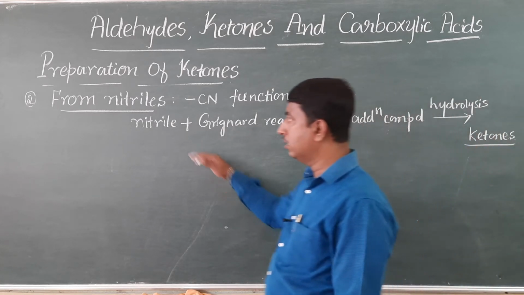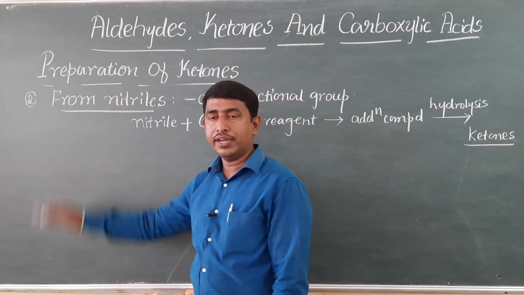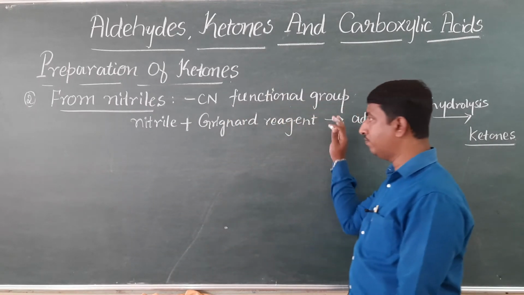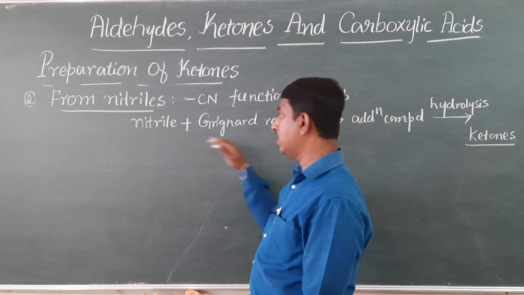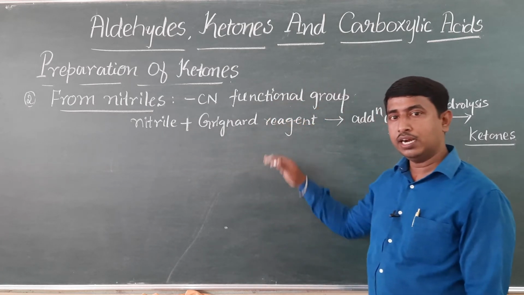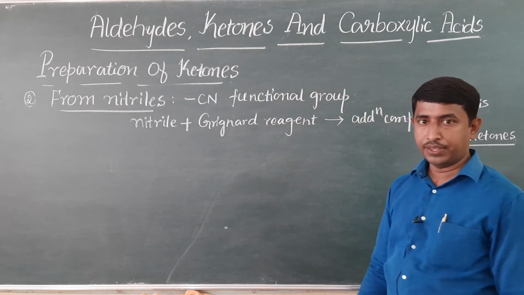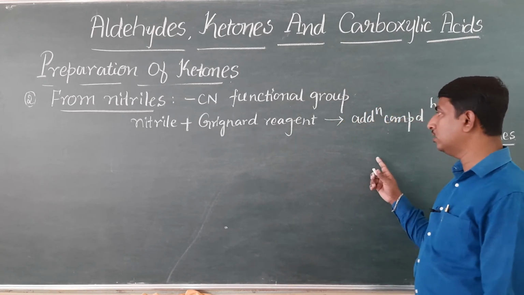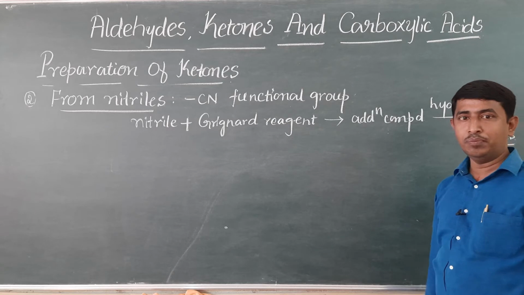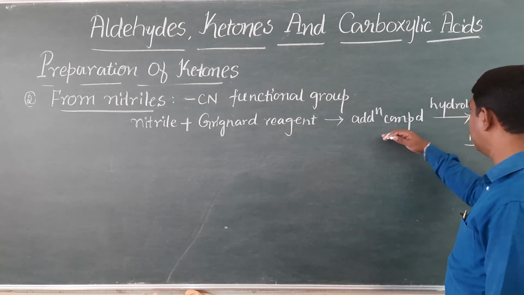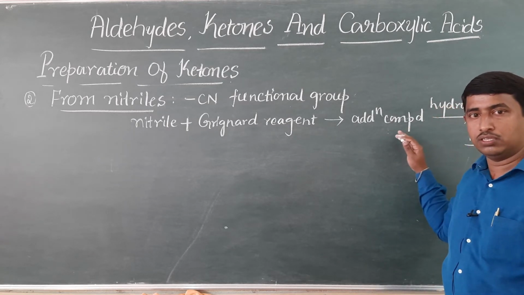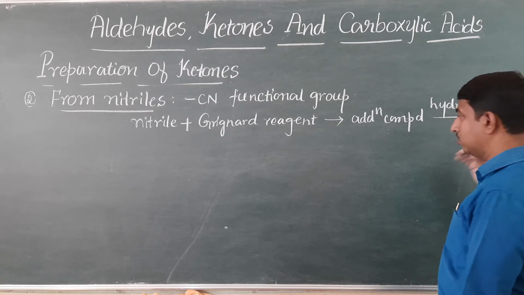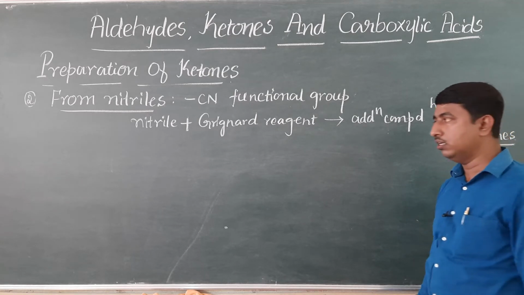Let us repeat it. Nitriles are organic compounds containing the CN functional group. Nitriles are made to react with Grignard reagent, that is RMgX. Nitrile readily reacts with Grignard reagent, so during the reaction an addition compound is formed. This addition compound is subjected to hydrolysis. Upon hydrolysis, we can get a ketone.